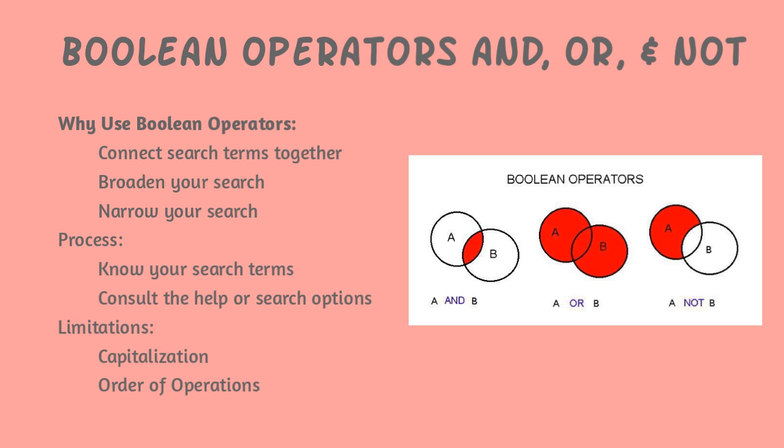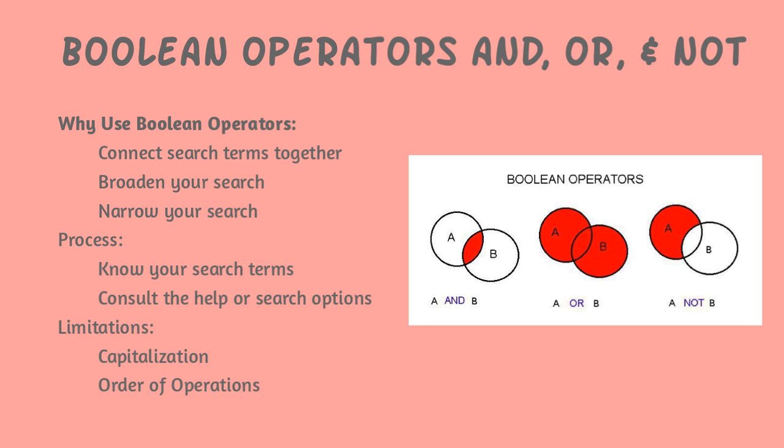When using a database for the first time, it is important to reference the help button or search tips if available to determine whether Boolean operators need to be capitalized, since this is up to individual databases. Another thing to check is the order of operations, as depending on the database, this can also differ. Brown and Bell note that typically databases use the following order when processing a search query using multiple Boolean operators. Not operators are performed first, then and operations are performed. Finally, or operations are performed.